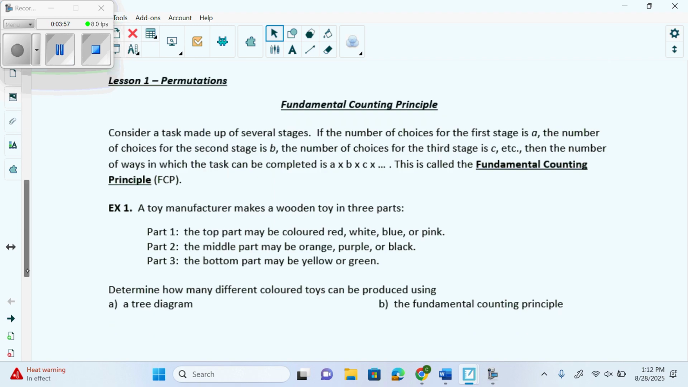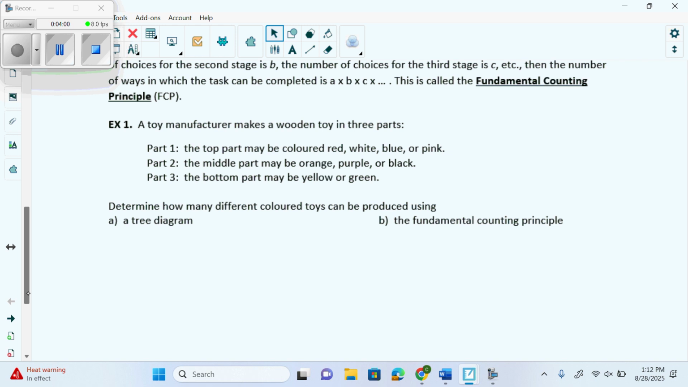Well, it sounds overwhelming, but we're going to go through an example so it doesn't sound overwhelming. So first example is a toy manufacturer makes a wooden toy in 3 parts. So there's just this toy. There's a part 1 on it, a part 2 on it, a part 3 on it. You need 1 of each part. They put them together, you get a toy. Okay?